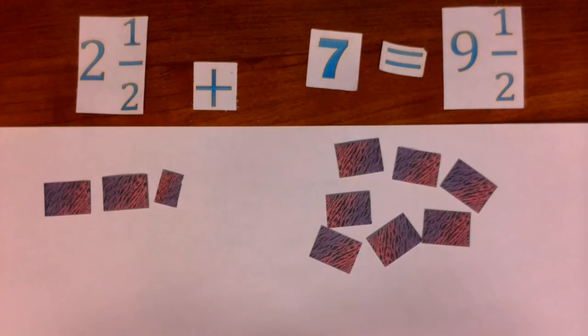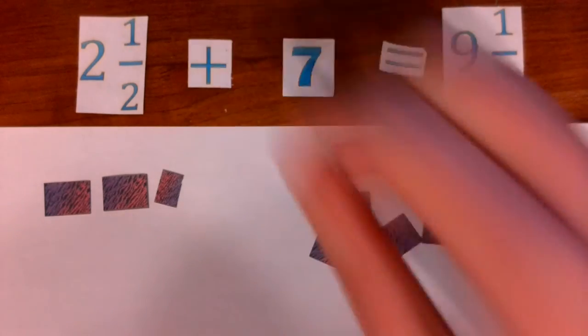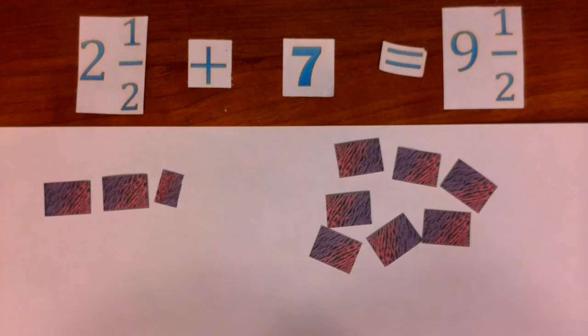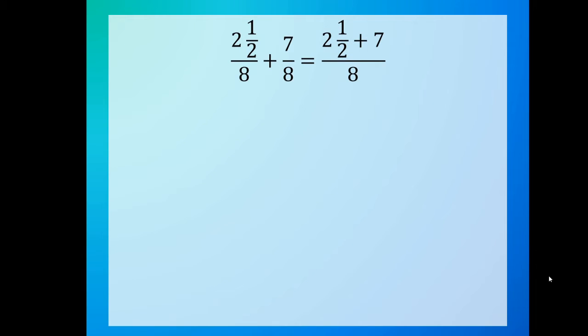You may have noticed that the previous problem was the exact same as this one, except everything was in eighths. Therefore, to solve that problem, you add the numerators but keep the denominators the same. I would like to show that 2 1/2 eighths plus 7 eighths is equal to 2 1/2 plus 7 over 8 without using a model. We do not know that this is true yet. That is what the question mark shows.